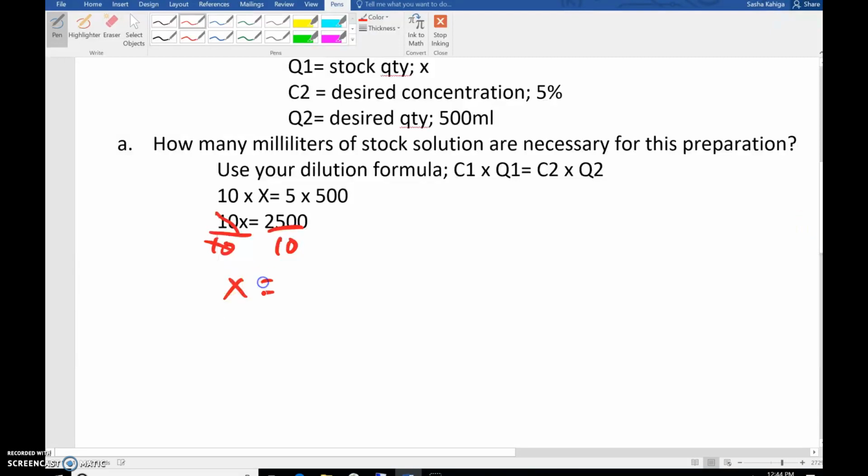Get X by itself, and your answer is 250 milliliters. So you're going to need 250 milliliters of the 10%. All right.